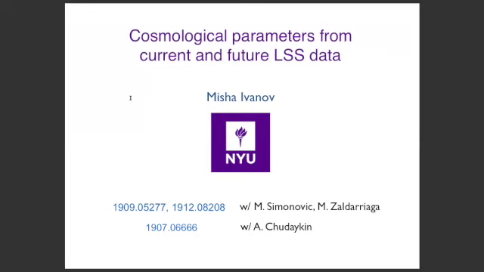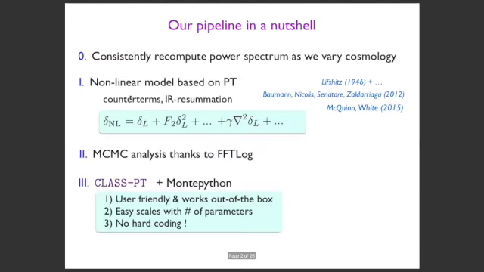My talk is going to be based on work in collaboration with Marko Simonovic, Matthias Zaldarriaga, and Anton Chudaikin, who is now moving for his first postdoc at Perimeter, Toronto. So I'm going to present the results obtained with a new pipeline, which is designed to analyze data from spectroscopic galaxy clustering surveys. The zeroth order idea behind this pipeline was to be able to consistently recompute the matter power spectrum and other statistics as we scan over different cosmologies.